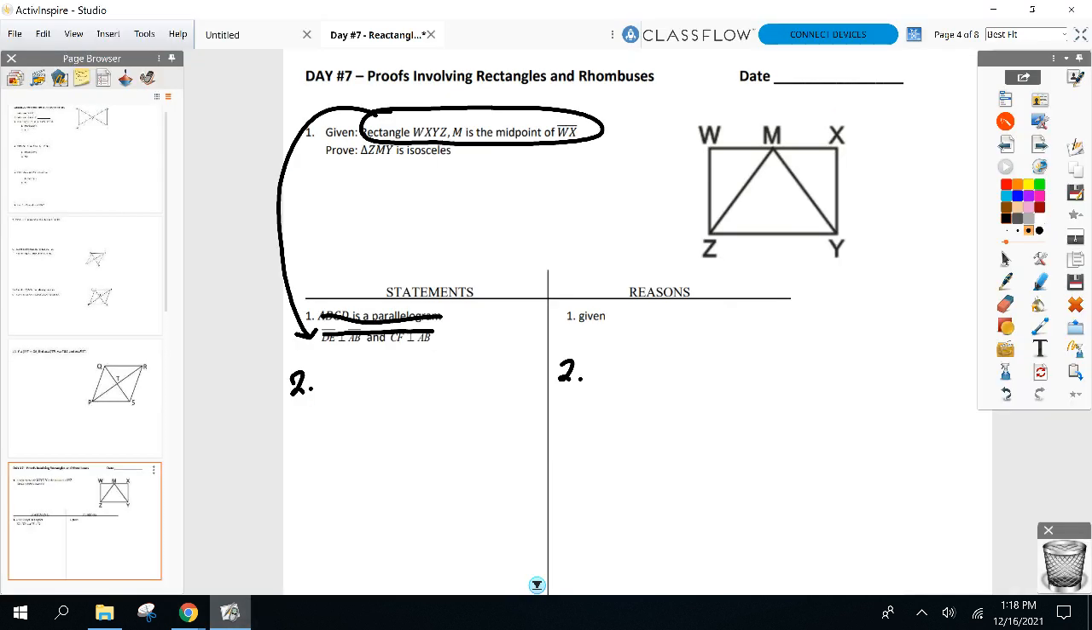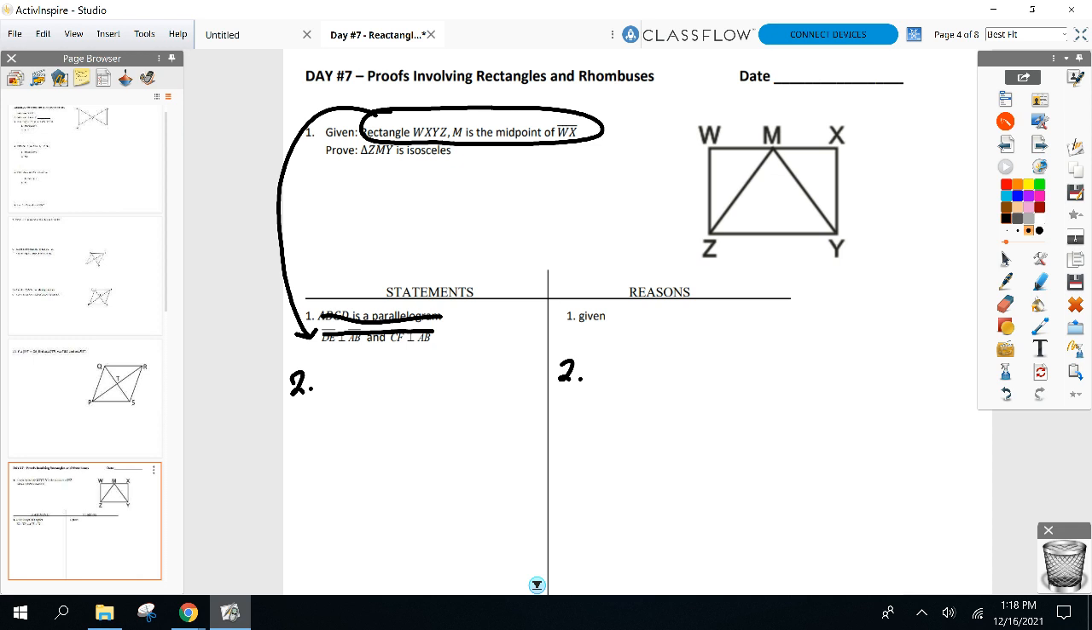Oh, 7, talk to me. What's got to happen if this is going to be isosceles? ZM has to be congruent to MY. ZM, MY have to be equal. Only way we're going to do that probably is to get what equal first? Triangles equal on the outside.